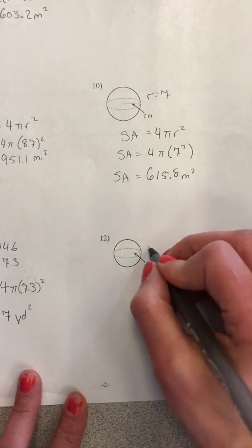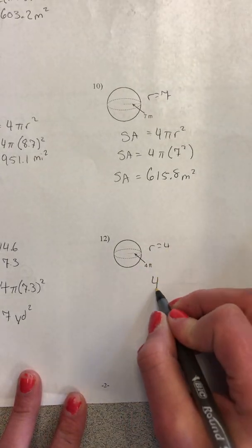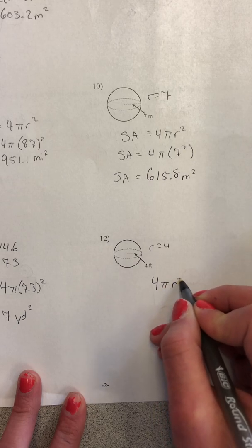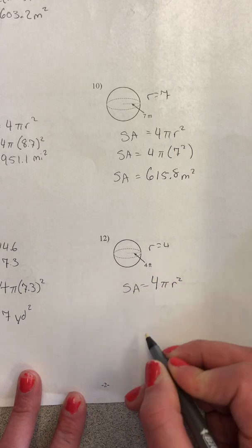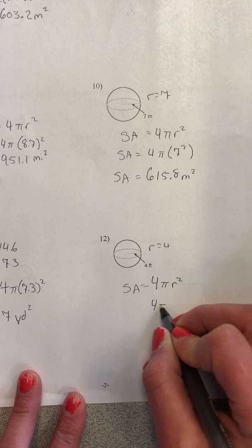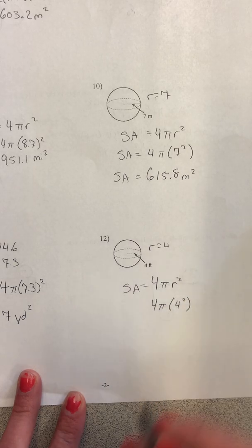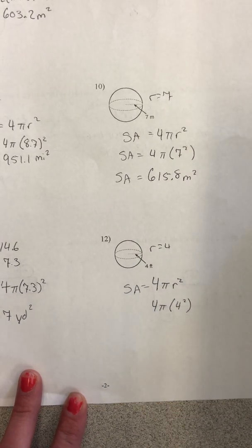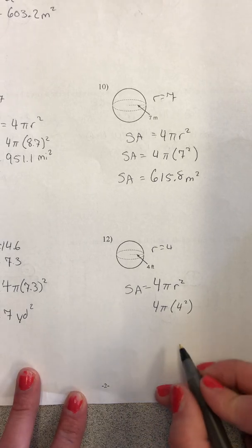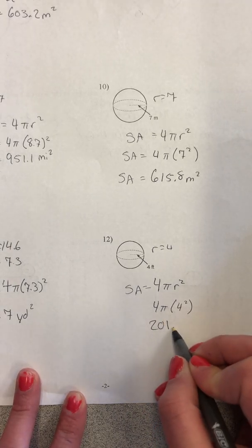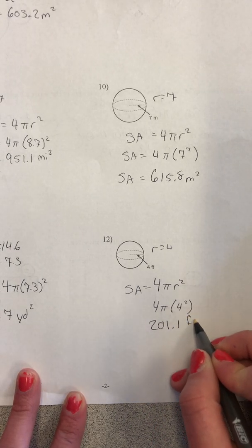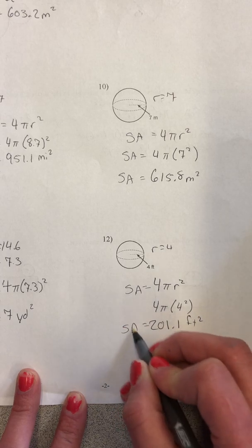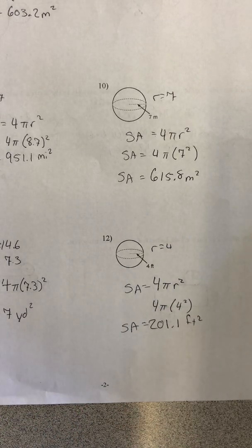And the last one, our radius is 4. We're going to do 4 pi r squared to find our surface area. We're going to do 4 times pi times 4 squared. If I were to multiply all these together, it gives me 201.1 feet squared. And that is how you find the surface area of cones, cylinders, and spheres.